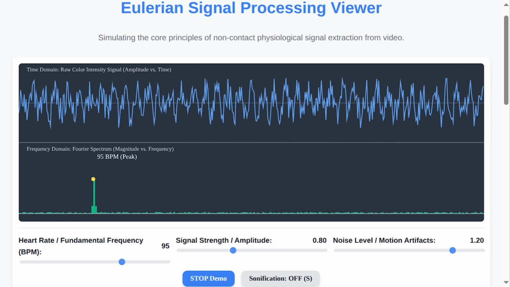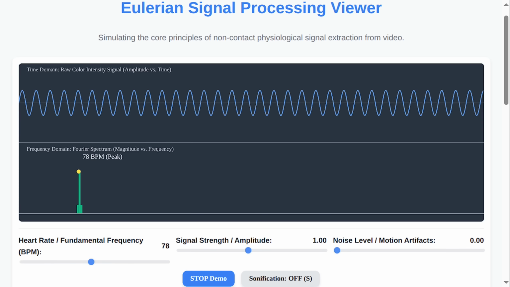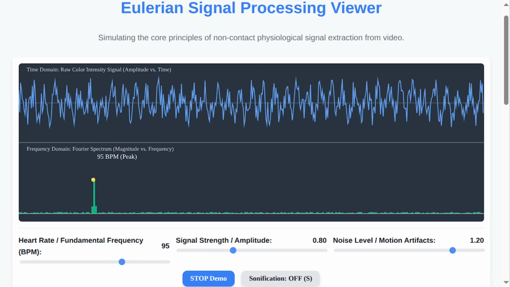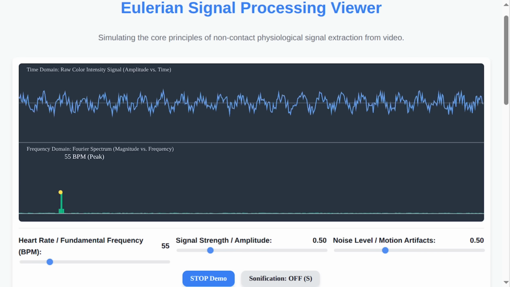So that big green peak is the refrigerator buzz? The heartbeat? Precisely. It's the fundamental frequency. It screams, hey, amidst all this random shaking and flickering, there is one thing happening over and over again at exactly 72 beats per minute.